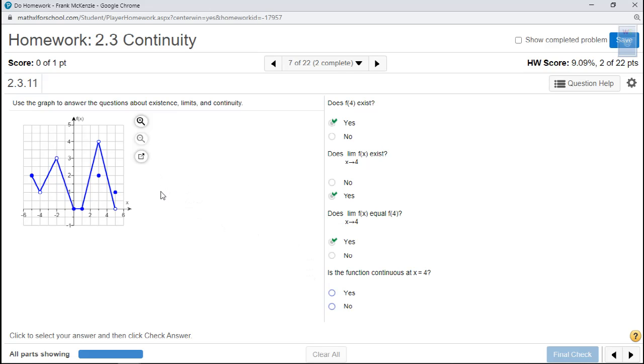So is the function continuous at x equals 4? Well, like we talked about on the very first slide, the very first question before we even started looking at the question, that is the definition of continuity. If the limit, both sides, approach the same value as x approaches some number, in this case 4, and it equals the value of the function at that value 4, then the function is continuous, so yes.